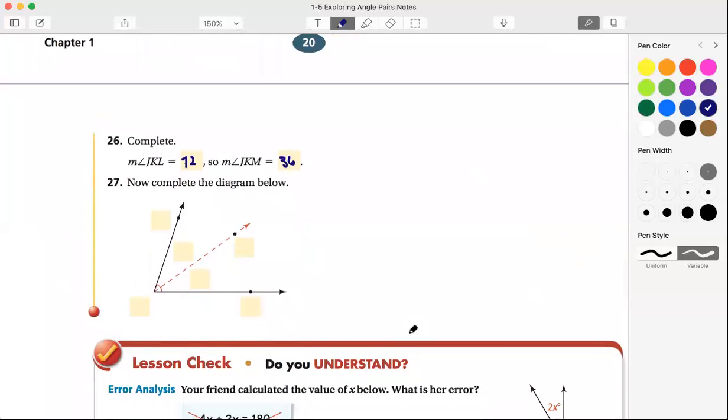All right, so now let's complete this picture here. So this is JKL. Ray KM bisects it, and both sides equal 36.